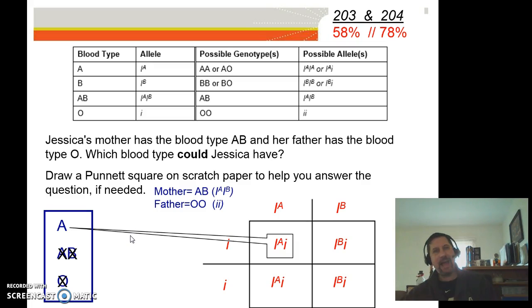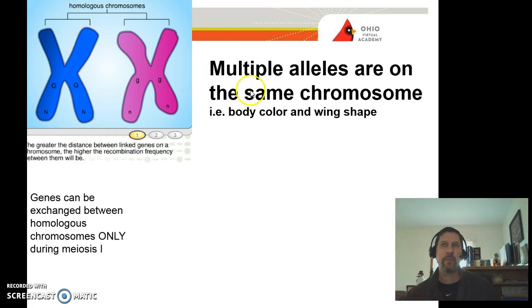Again, not tricky. It can be confusing, so you want to read through and take your steps one at a time. And here, 58% of 203 got it right. 78 of 204 got it right. Now again, more of the 204. It could be 204 is taking their time reading the questions, or they could be less confused. So let's finish up here.